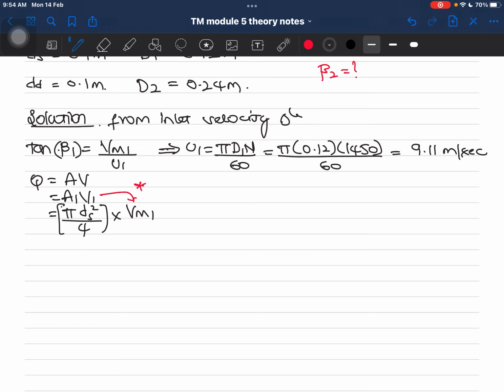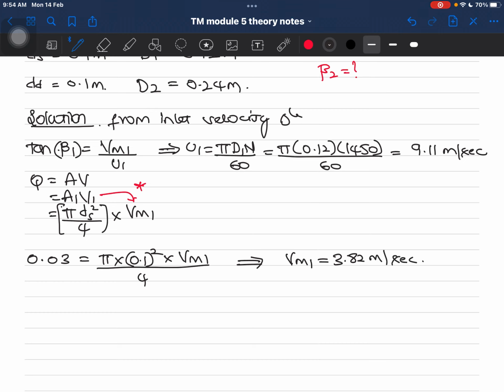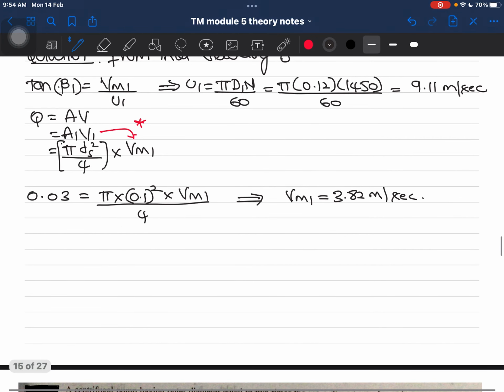Okay. So V1 is what? V1 is nothing but the flow velocity, which is Vm1. So from this, you can calculate the value of Vm1. Since the flow is given, let us substitute all the values. Q is 0.03, that is equal to pi into ds, which is 0.1, whole squared, into Vm1, which you have to calculate, divided by 4. If you calculate this, the value of Vm1 would be 3.82 meters per second.